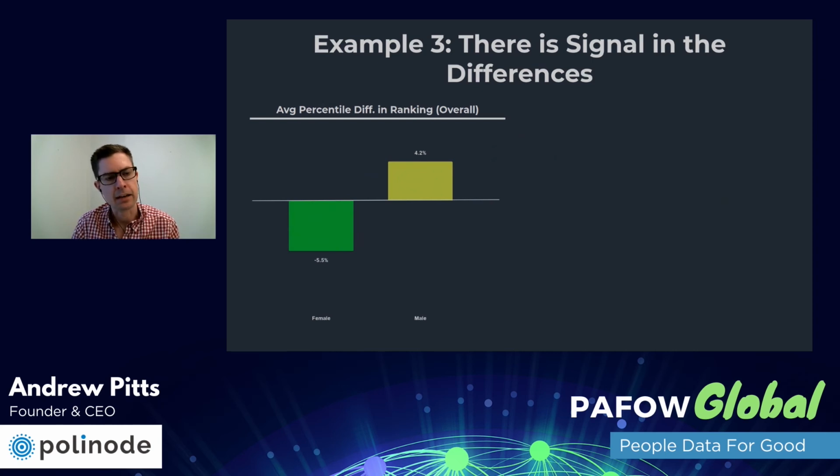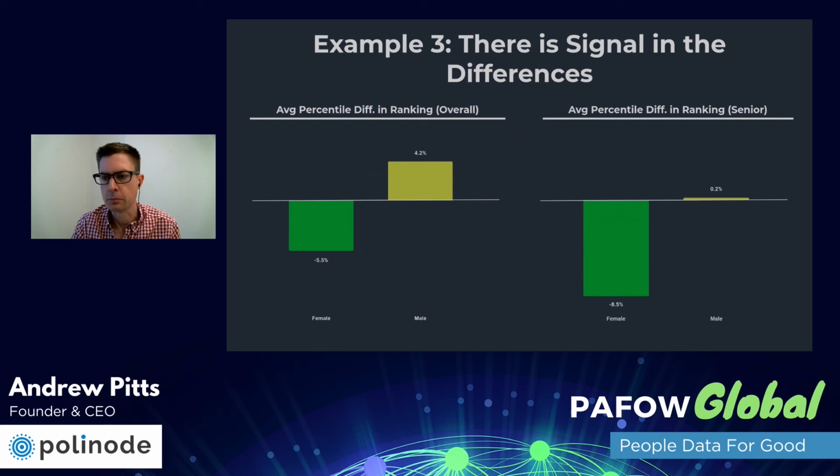And we can summarize that in terms of the average percentile difference. What we've done here is just taken an average for all the females and all the males, and we see that females rank about 5.5 percentiles lower in terms of their ranking on the self-nominations or the self-reported relationships than on the passive data. And males rank 4.2% higher. We see something very similar at the senior levels: the same delta, and the same pattern of ranking higher on passive than active for females at the senior levels as well.